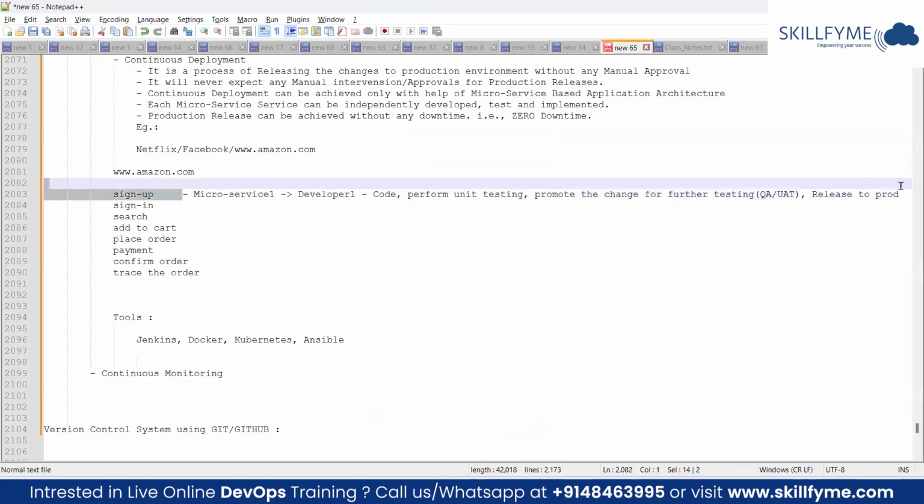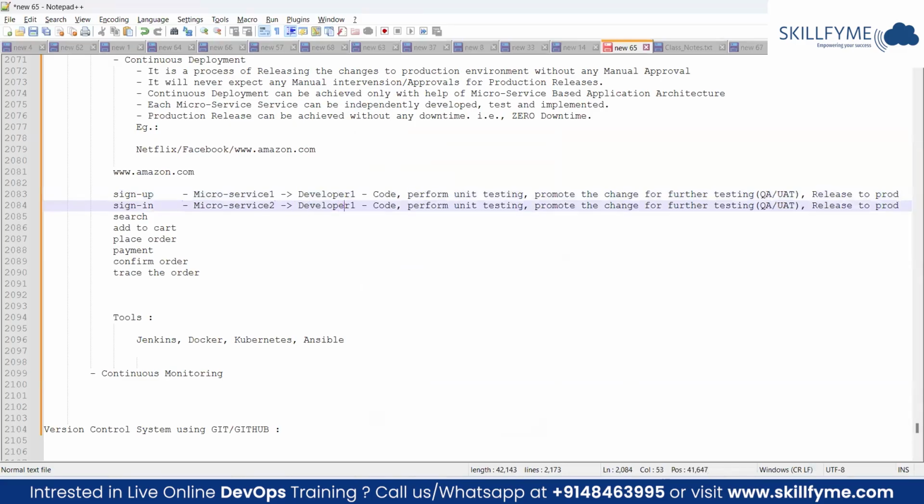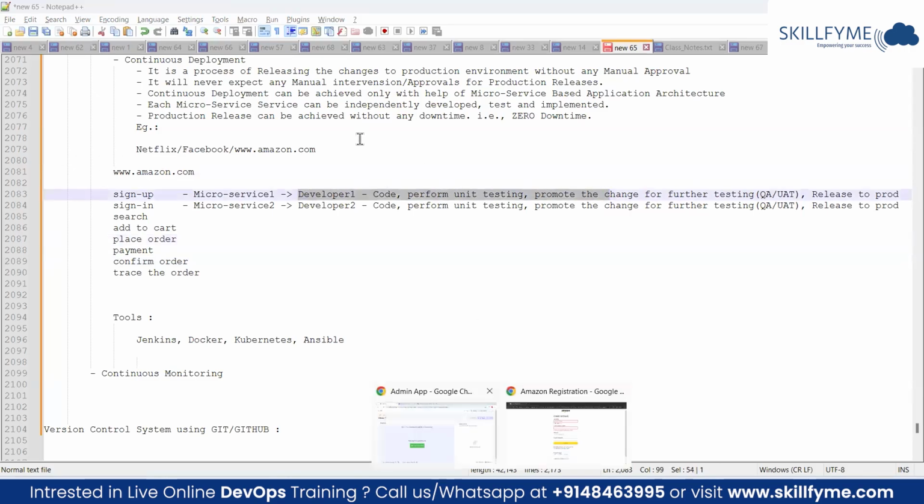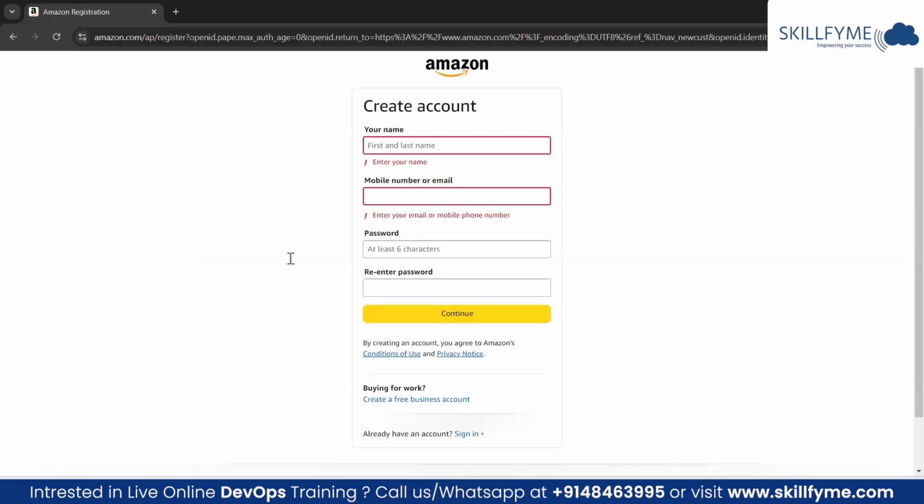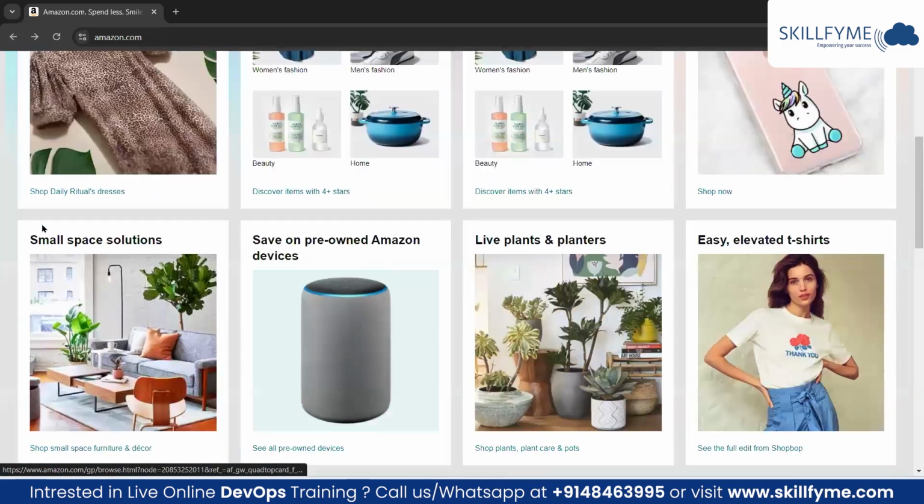Similarly, if they have something on the sign-in module, that can be considered service 2, and it can be done individually by the developers. Now, if there are any changes to be done on this microservice, will it impact the entire application? To deploy this particular service, do they need to bring down the entire application? Not necessary, because it is just a small task. If you see the application, they have a huge list of services.